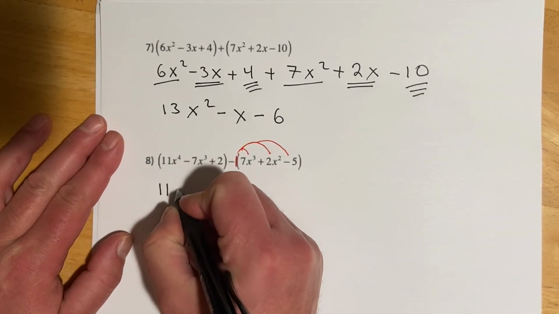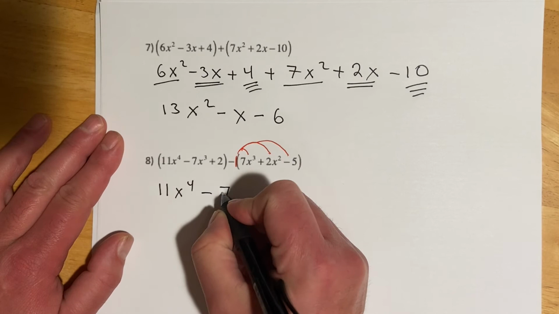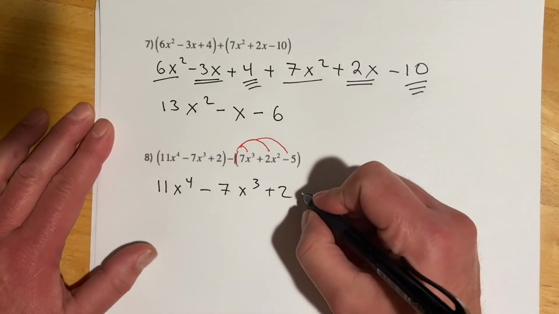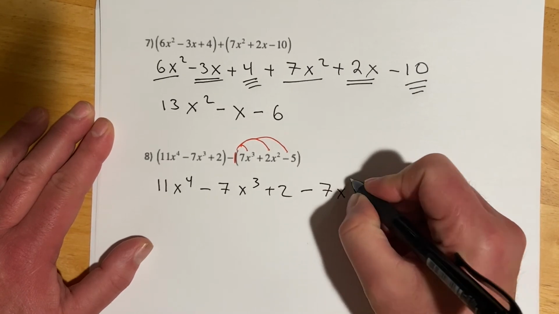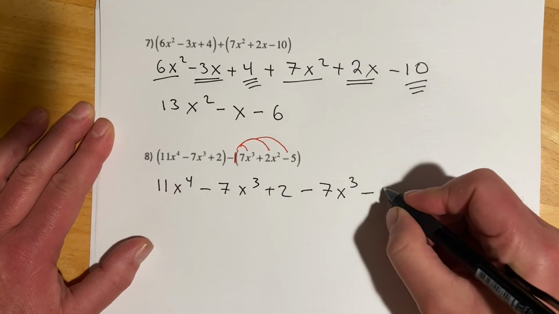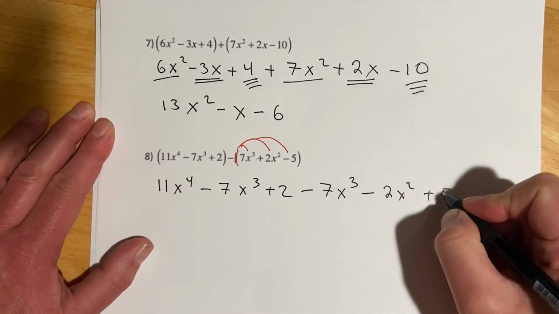So rewriting this, we'll have 11x to the 4th minus 7x cubed plus 2. And I just get this exact same stuff, but with the opposite signs all the way through. So it was plus, plus, minus, so now it's minus, minus, and plus.